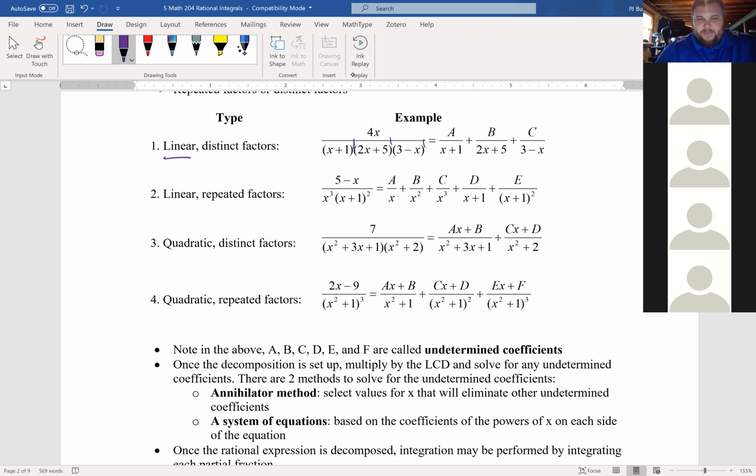The third section here says it's quadratic and distinct. So when I say quadratic, notice the x term at the beginning is x squared. Probably the biggest hiccup here for students is the difference between an x squared term and something that's x plus 1 all squared. That's 2 different things. The x squared functions are quadratic. The x plus 1 to the second power is a linear repeated.